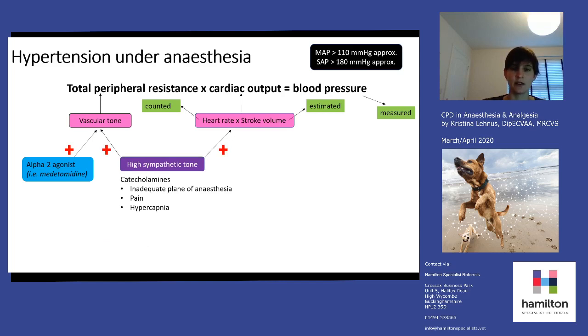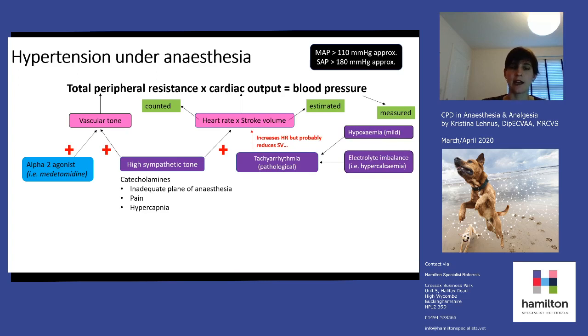Having high sympathetic tone, such as related to catecholamine release, can occur because of an inadequate plane of anesthesia, pain, or hypercapnia, and that will then increase the heart rate, the stroke volume, and the vascular tone because of wide-ranging effects on adrenergic receptors, both beta and alpha.